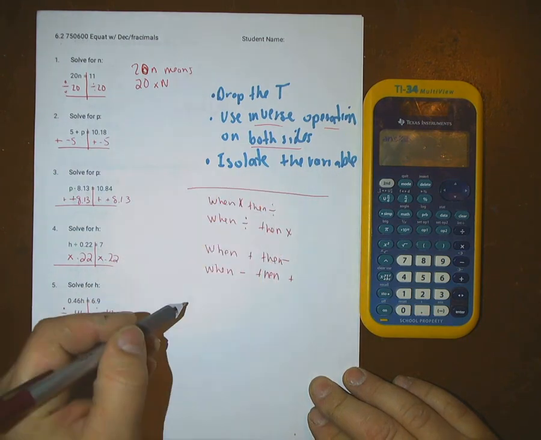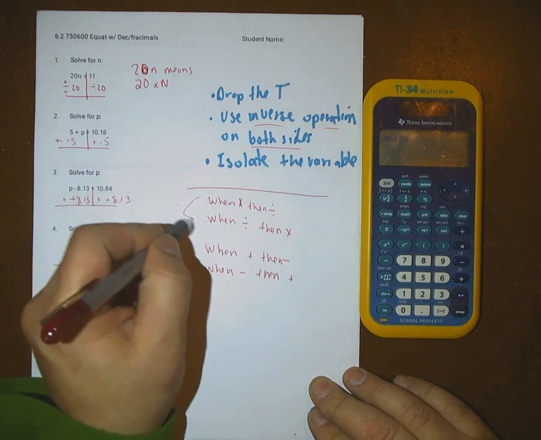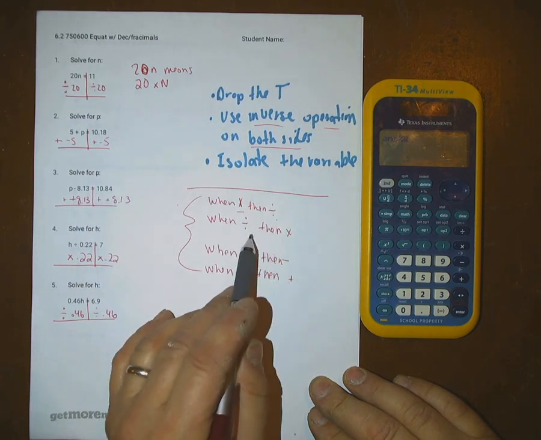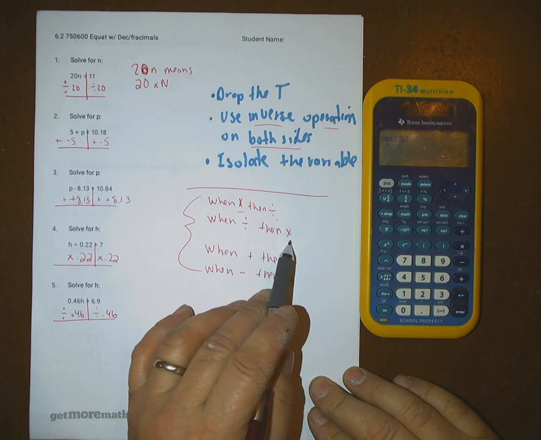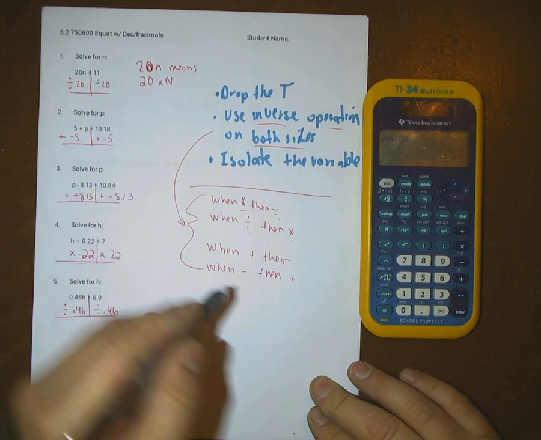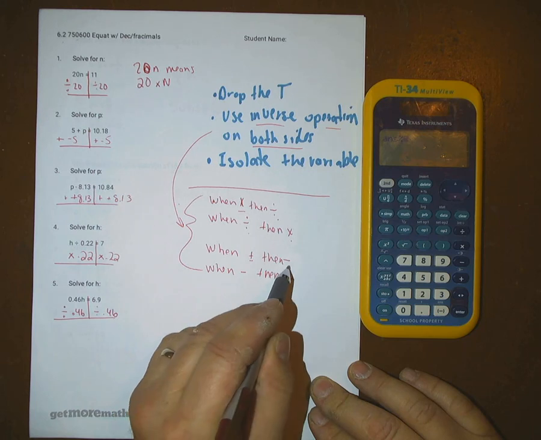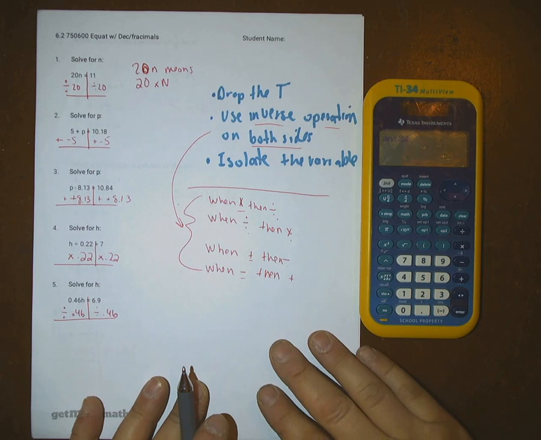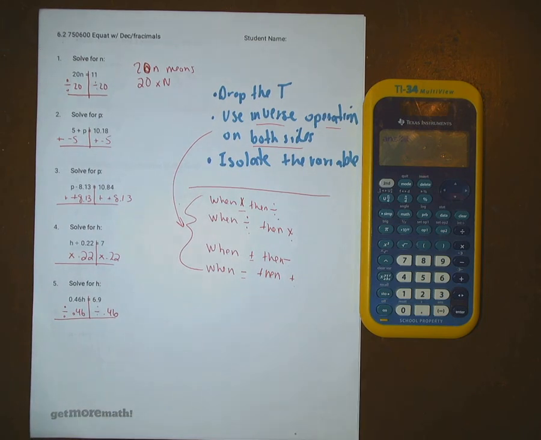We're solving for the variable here. Just a little review. When the variable is being multiplied, we divide. When we divide, it's being multiplied. This is the inverse operation. When the variable is being added, then we subtract. When it's being subtracted, then we add. These are inverse operations. So I'm going to show you a few of these.